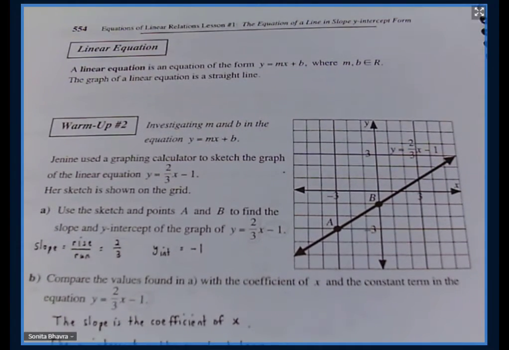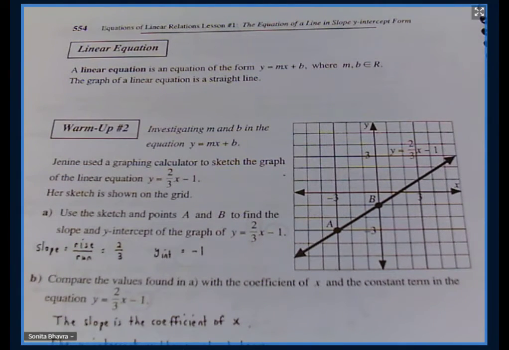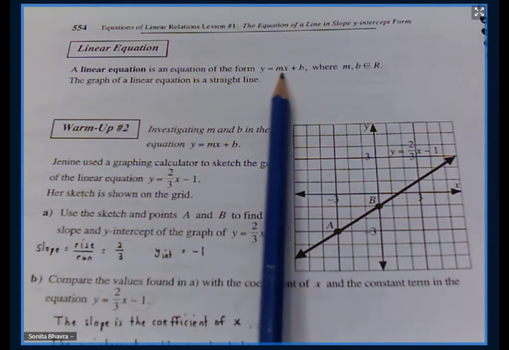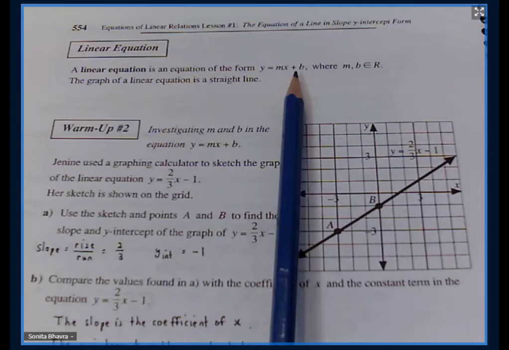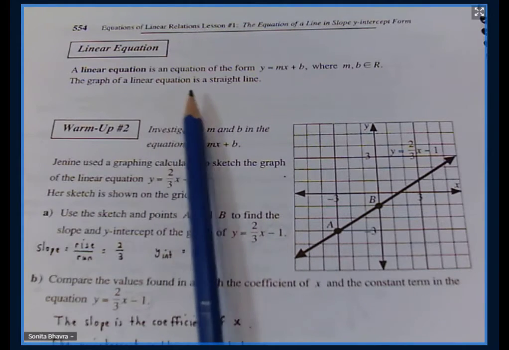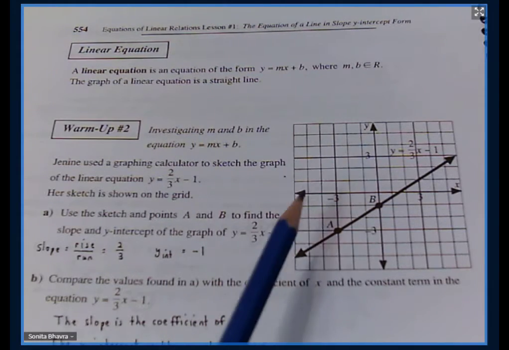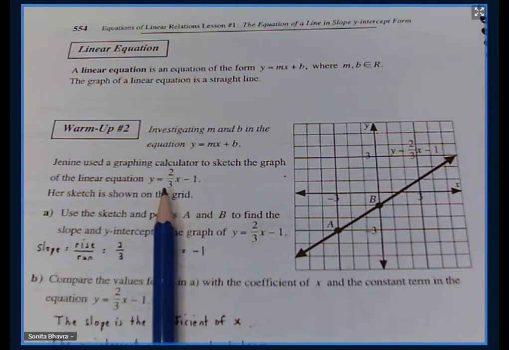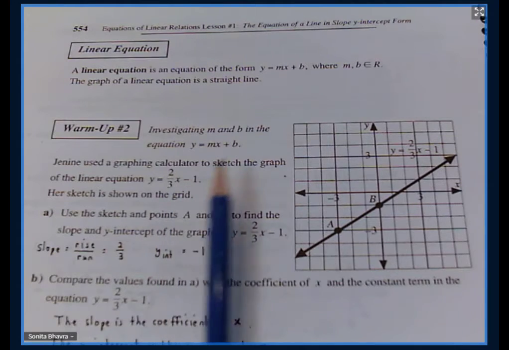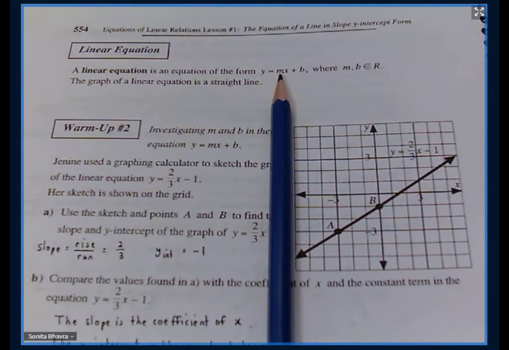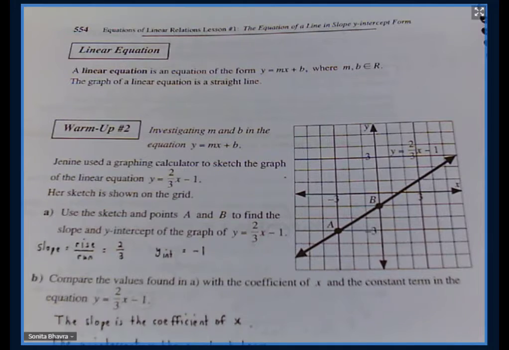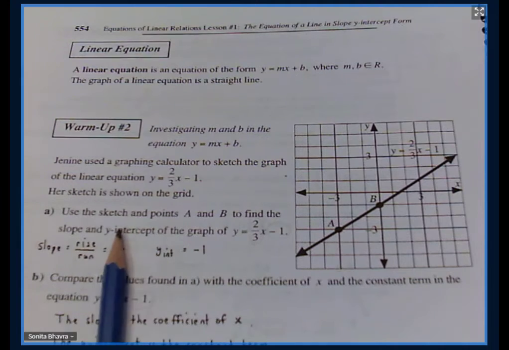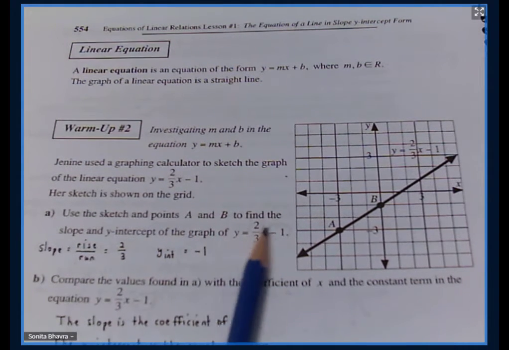Okay, so what we have defined then is for a linear equation. So far we've just looked at this general equation, y equals mx plus b, and we know that the graph of a linear equation is a straight line. So let's take a look at our graph here. We have y equals 2 over 3x minus 1. So we said that the 2 over 3x represents the m right here, which represents slope. So that little m represents slope.